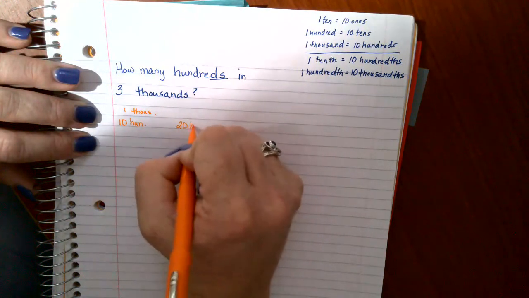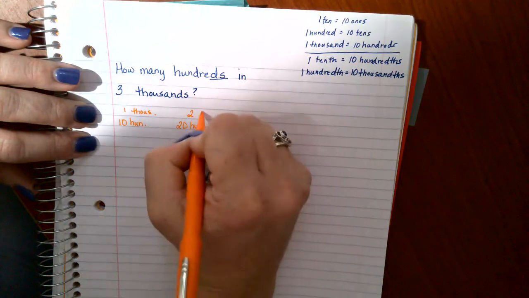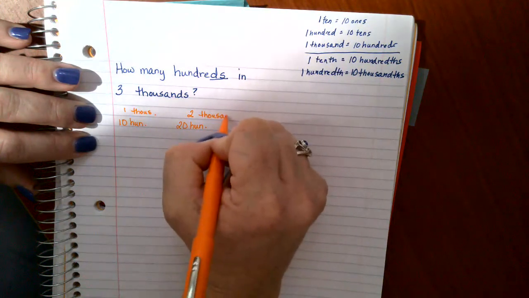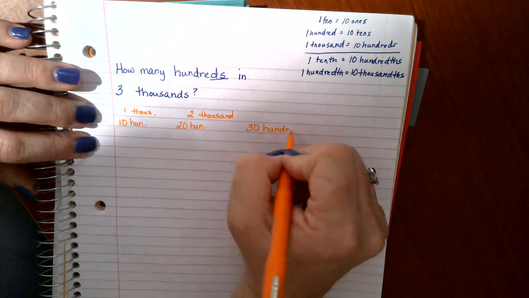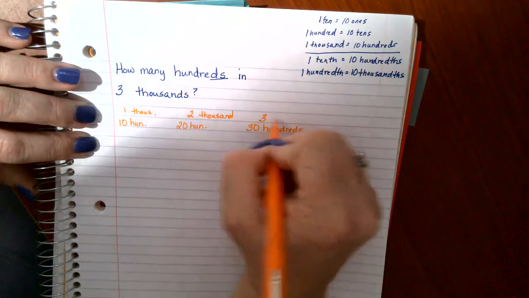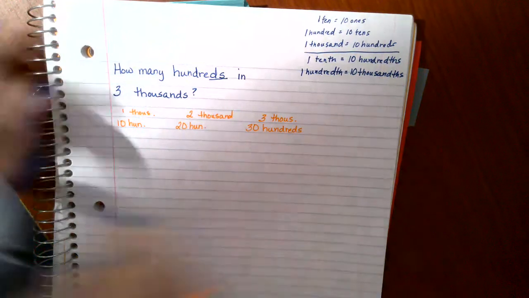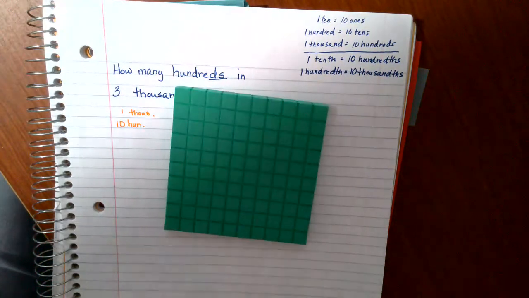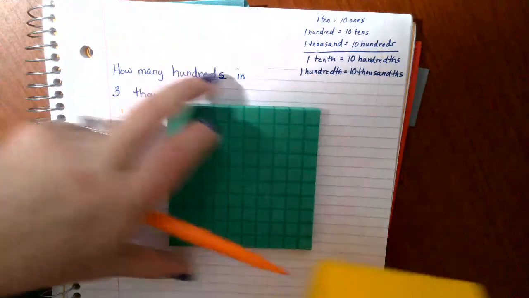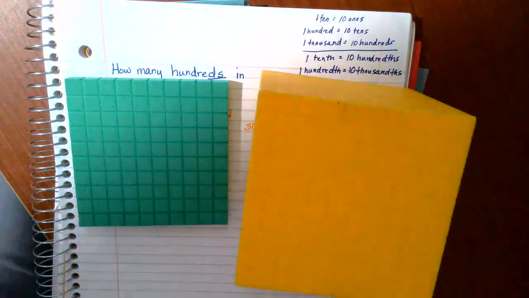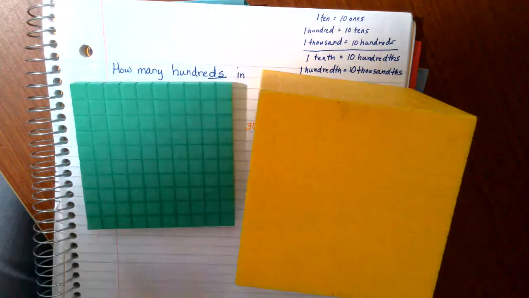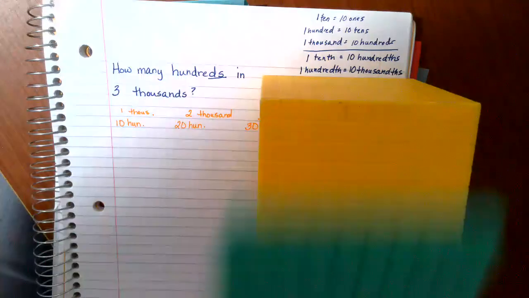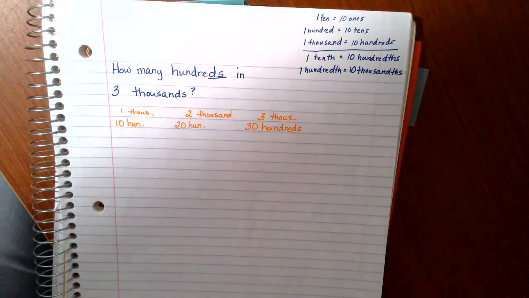Therefore, 20 hundreds equals 2,000. And 30 hundreds equals 3,000. So 30 of these is going to equal 3 of these. 30 hundreds equals 3,000s. 10 hundreds equals 1,000, but 30 of these equals 3,000.